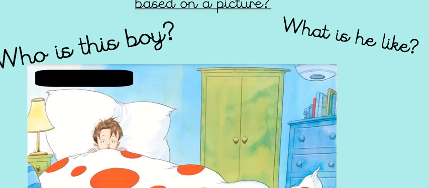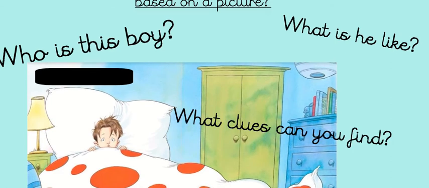Okay, so now we've had a think about what's in the picture, we're going to have a little think about who this boy might be. So I've got some questions that I'd like you to think about and try to find some clues for your evidence. The first question, who is this boy? Who might he be? What is he like? What kind of person might he be? Do you think he's friendly? What kind of things does he like, do you think? And then I want you to have a think about what clues you can find.